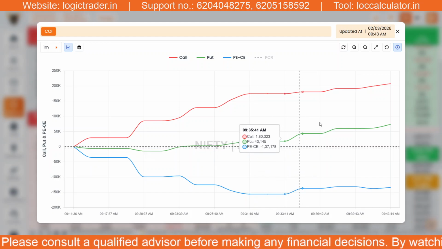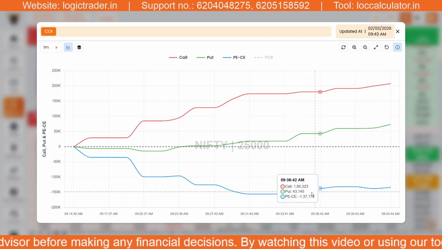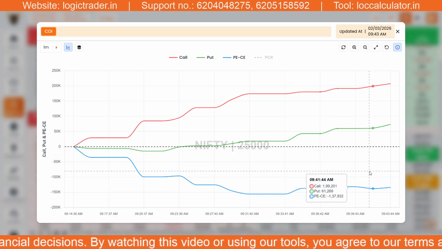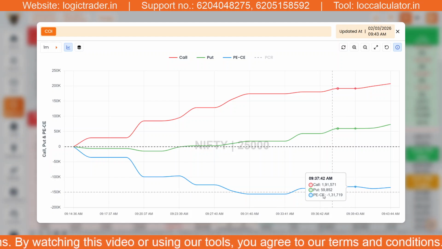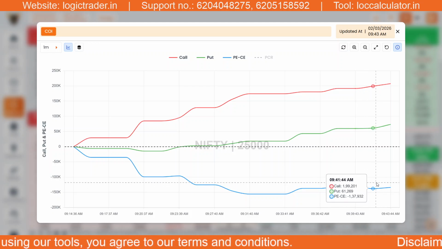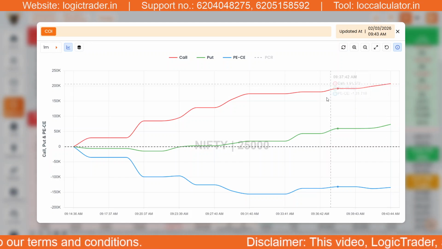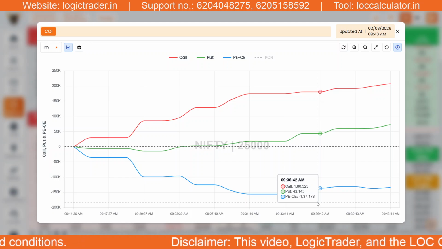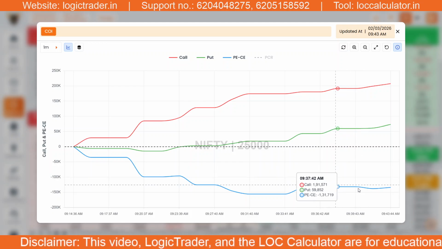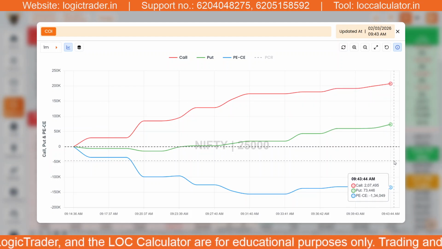Okay, once the graph opens, we look at the PE minus CE, that is the blue color line movement. Now, the interpretation is straightforward. If the PE minus CE value is increasing, it means put writers are becoming stronger compared to call writers. This generally indicates a bullish diversion, that means the market may try to move upward before continuing its main trend.